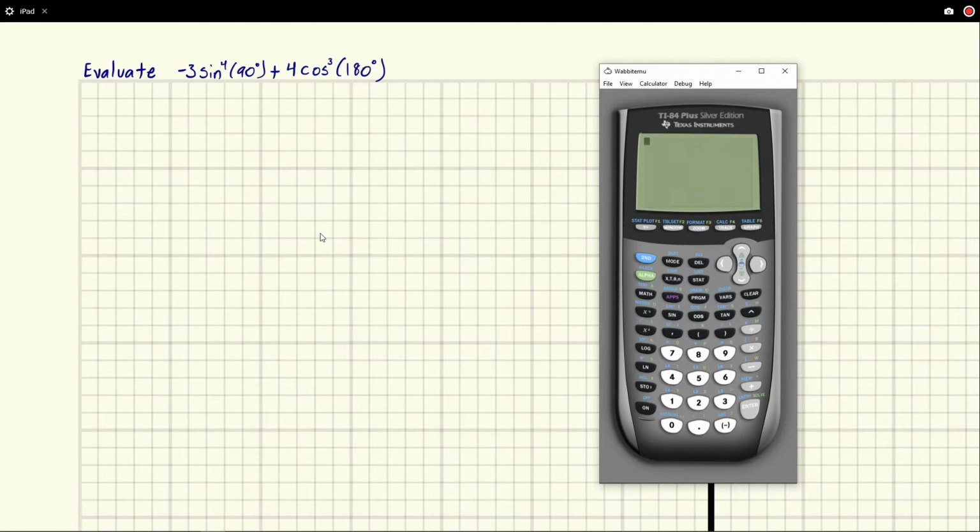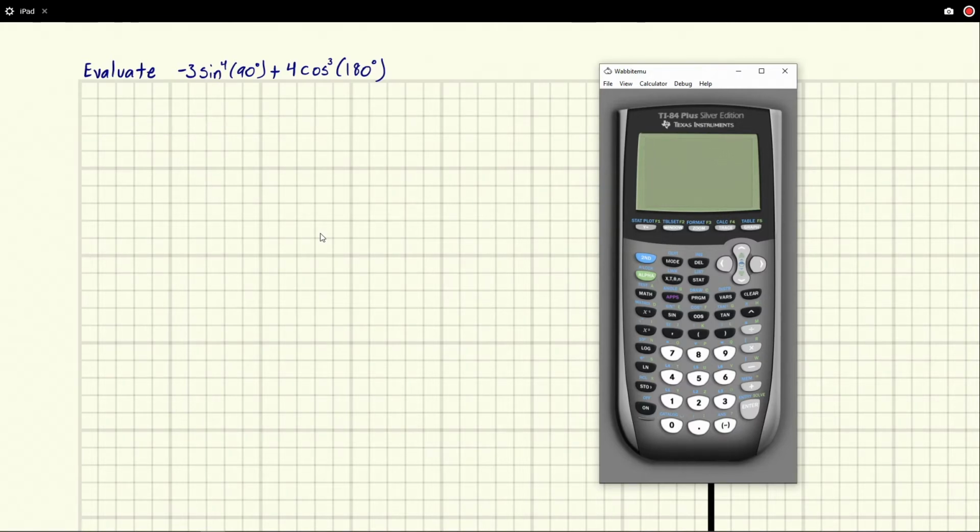So looking at this, let's just quickly peel apart these expressions, this sine to the fourth and this cosine cubed. Sine to the fourth, well, we know that any power just means to multiply it by itself that number of times. So sine of 90 degrees times sine of 90 degrees is the same thing as sine squared of 90 degrees. In order to evaluate this, we could simply find what sine of 90 degrees is and then multiply it by itself 4 times. So let's go ahead and do that.